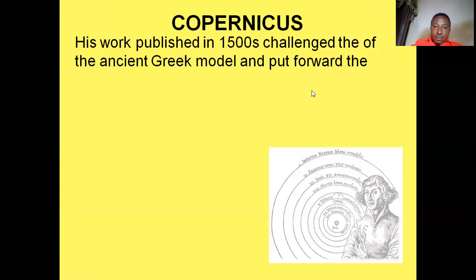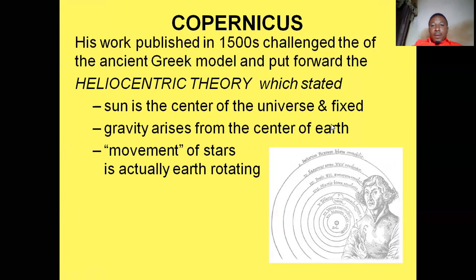But after a few years, in 1500, Copernicus published a different idea, okay? He called this idea the heliocentric model theory. He stated that the sun is actually the center of the universe, it's fixed. Gravity arises from the center of the earth, okay? And the movement of the stars is actually the rotation of the earth.